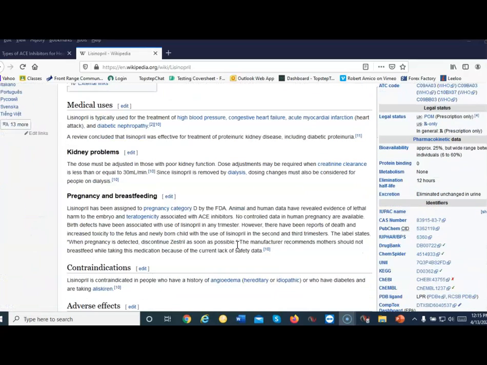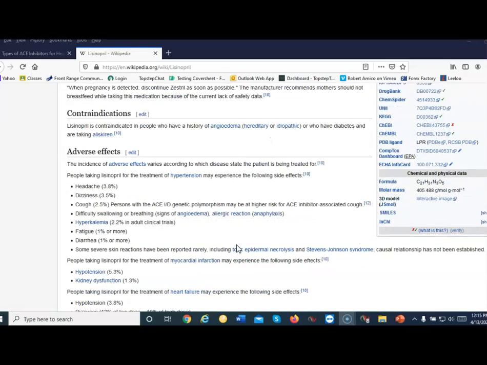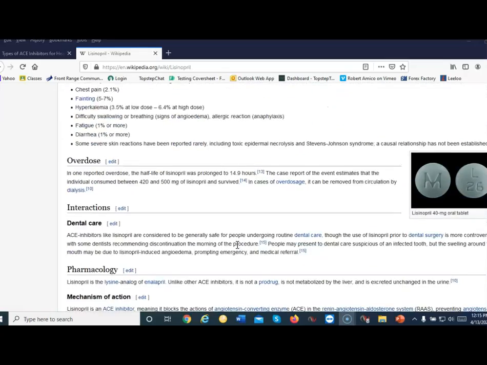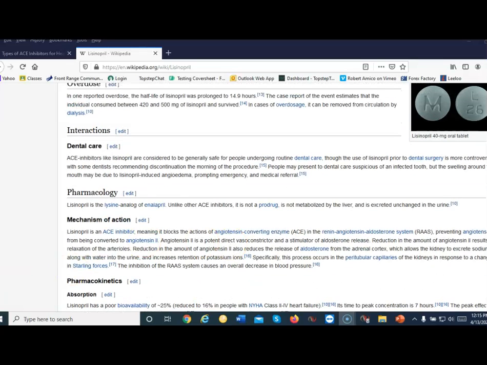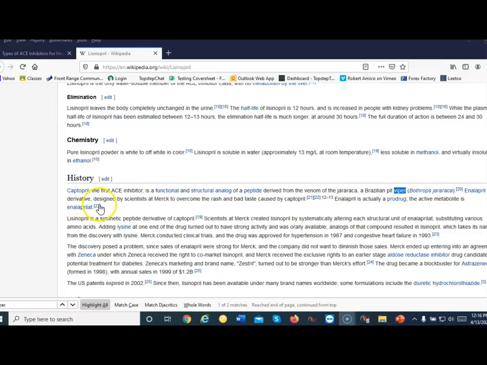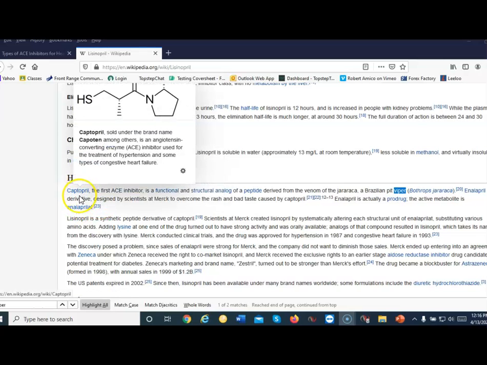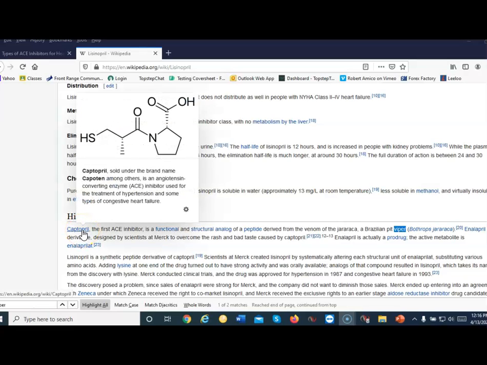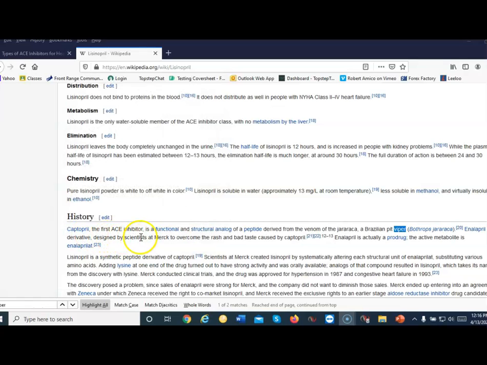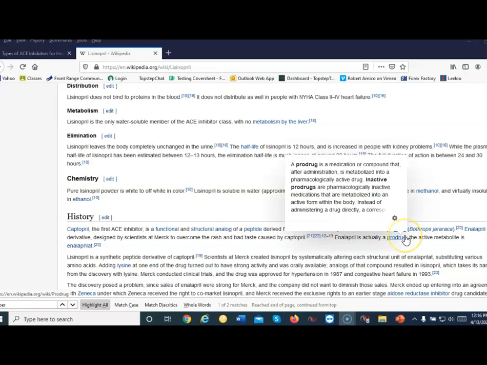Let's see where it says it somewhere. Let me see if I can find it real quick. Here's some side effects, mode of action. I'll put this on pause. All right, you can see right here in the history. So this drug, you can see it shows you the structure. It's not quite as complicated as lisinopril, but it's a very similar structure. It was the first ACE inhibitor, a functional and structural analog of the peptide derived from the venom of a jararaca, a Brazilian pit viper.